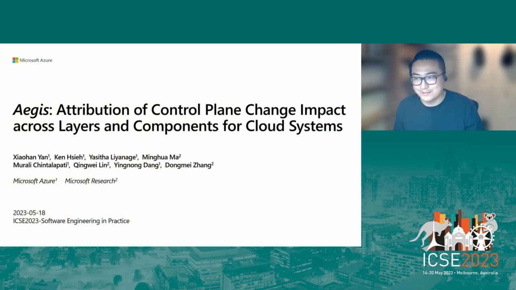This is Johannes from Microsoft Azure. Today I will talk about Aegis, which is an analytical service for attributing change impact across computing layers and service components for Azure control plane. This is joint work with my collaborators and colleagues Ken, Yasisa, Minhua, Morelli, Qingwei, Yingno, and Domei from both Microsoft Azure and Microsoft Research.